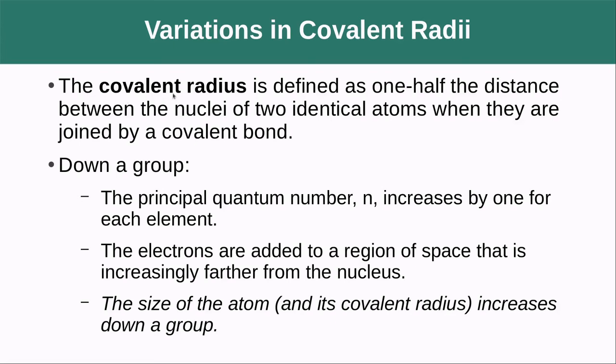The first one we'll talk about is the covalent radius. This is 1/2 the distance between the nuclei of any two identical atoms when they are joined by a covalent bond.